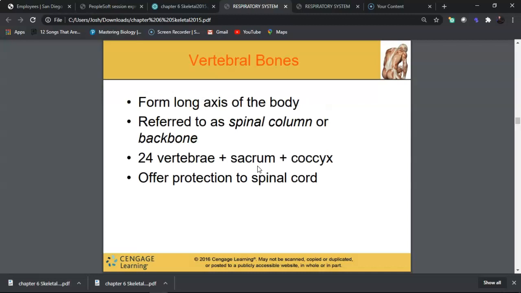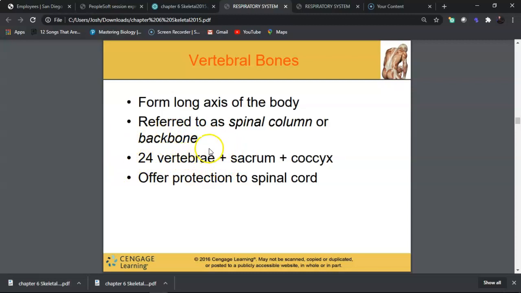Okay. So as we go down from the head, the next part of the axial skeleton that we deal with is the vertebral bones. These are also called the backbone or the spinal column bones. They form the long axis of the body and they protect the spinal cord. We have to have a pretty intricate setup to protect the network of nerves that goes from our peripheral nervous system to our central nervous system, and that's what the vertebral bones function to do. There are 24 sets of vertebral bones, and we'll talk about those.